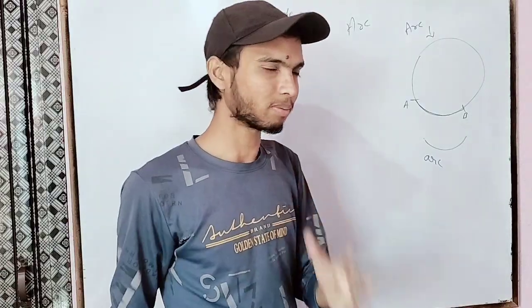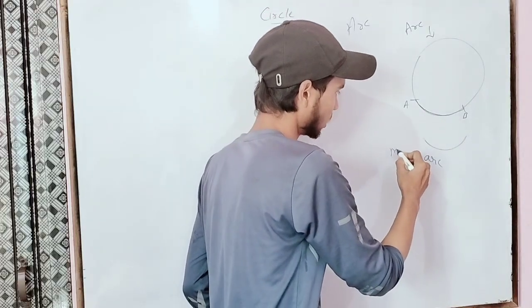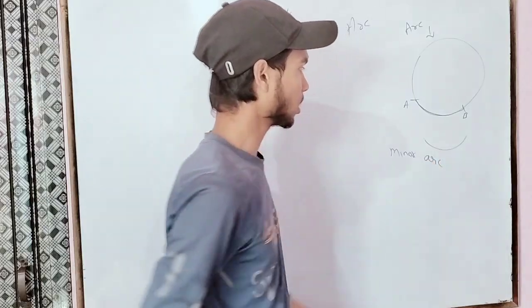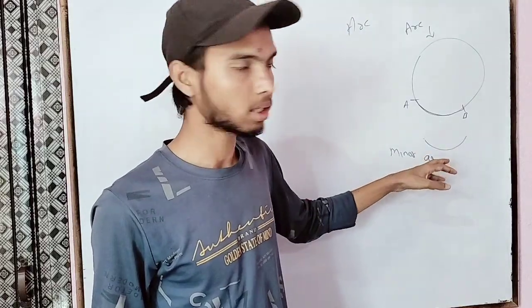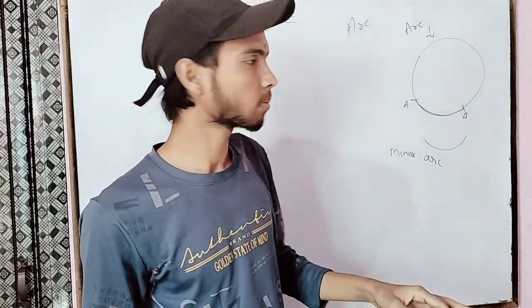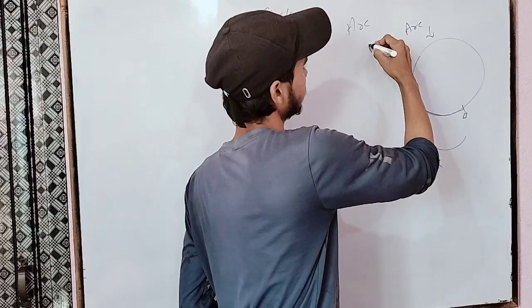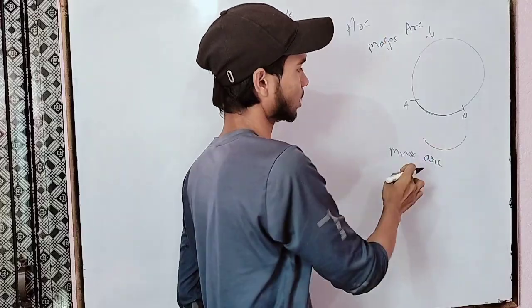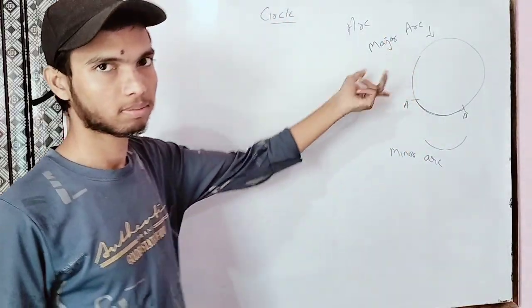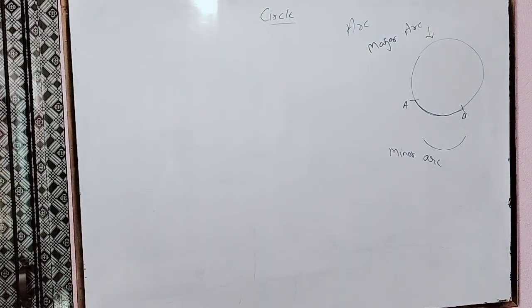You can name each arc by saying this is minor. The distance of this part of the circumference is less, and the distance of this arc is more. That's why this will be more. Clear? This is less, minor. This is more, major. Now let's take some questions based on this so that we can practice.